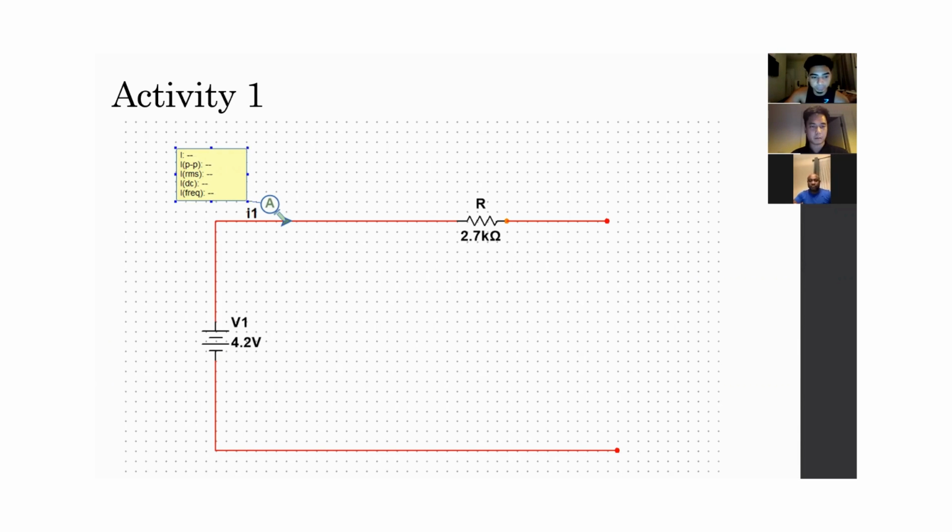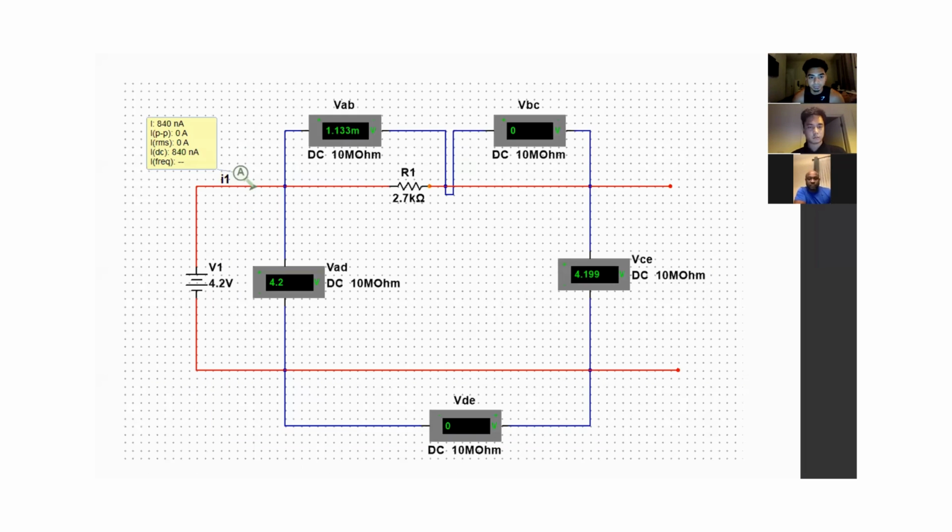All right, so this is activity 1. Its main objective was to basically expose us to Multisim and how it works. Here we have an open circuit with a voltage source of 4.2 volts and a resistor of 2.7 kilo ohms. On the following slide, we follow the directions given in activity 1 and located the 2 probes on points A and D. We had a source of 4.2 volts. VAB should actually be 0 due to the fact that it's an open circuit.